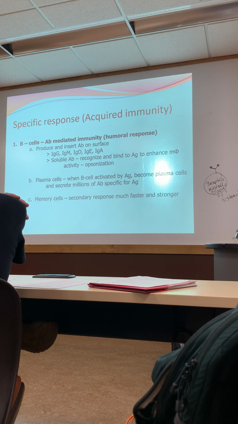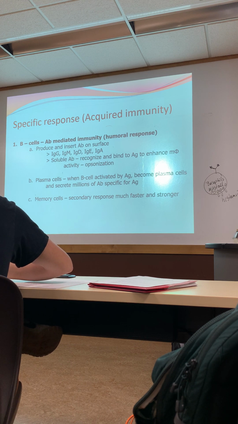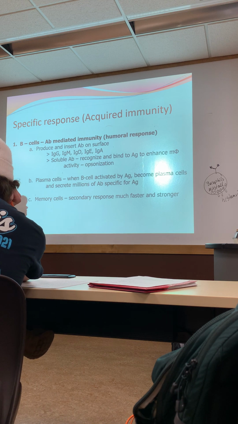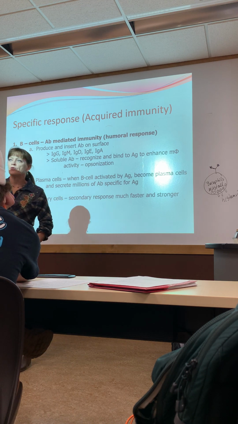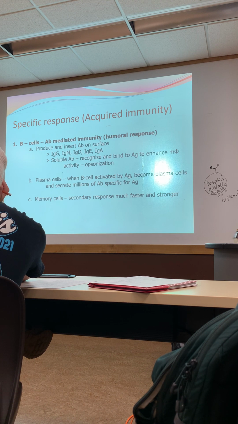Who makes antibodies? B cells. So the antibody mediated side is run by B cells. Antibody mediated side is otherwise known, kind of old-fashioned term, called the humoral response. I don't like to use that because it doesn't really tell me anything, but if I say antibody mediated side, I know I'm looking at B cells. B cells make antibodies.